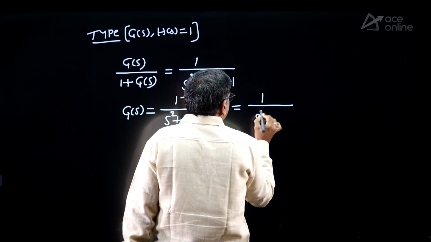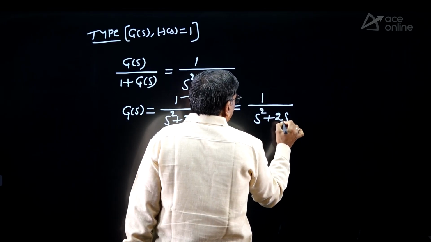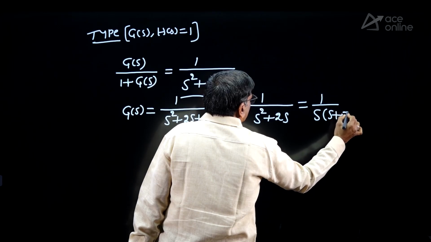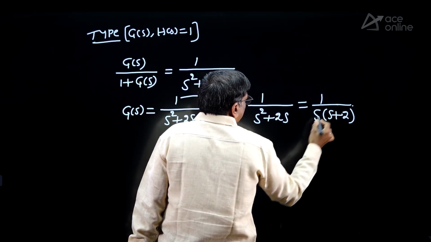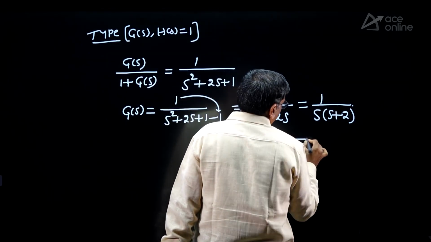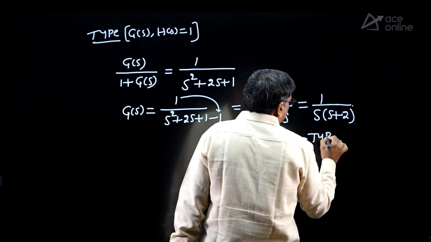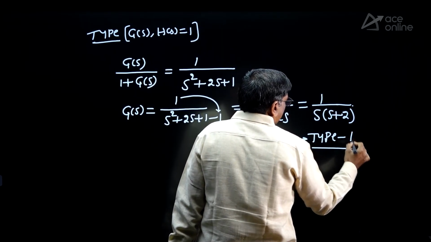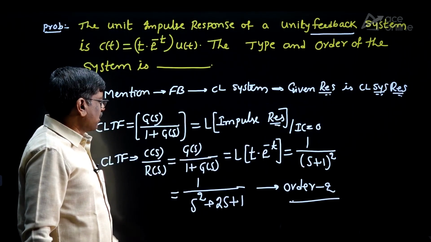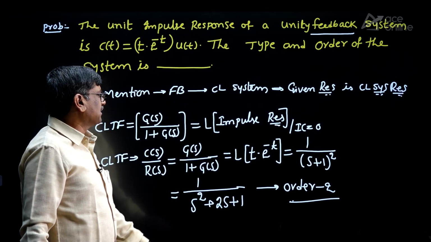You subtract the numerator, directly you will get the open loop transfer function. So 1 by S square plus 2S. That means what you are getting? 1 by S into S plus 2. Then how many poles at origin? One pole at origin. That means what is the type? Type of the system is 1. Type is 1. Order is 2. It is having order 2 and type 1 system.